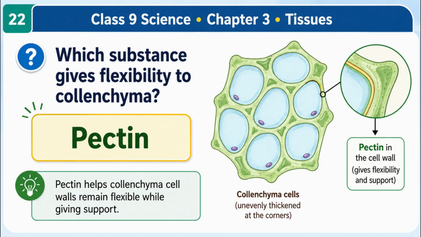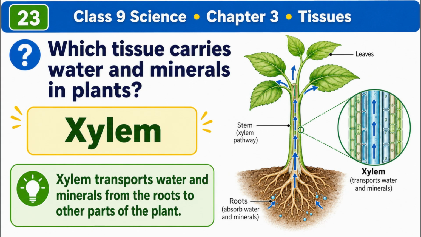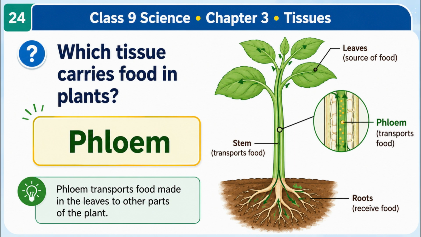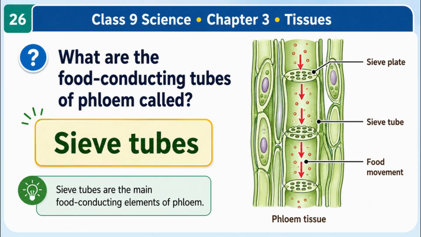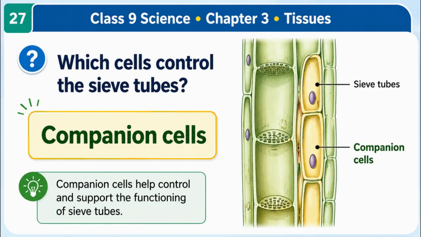Pectin. Which tissue carries water and minerals in plants? Xylem. Which tissue carries food in plants? Phloem. Which is the only living part of xylem? Xylem parenchyma. What are the food-conducting tubes of phloem called? Sieve tubes. Which cells control the sieve tubes?